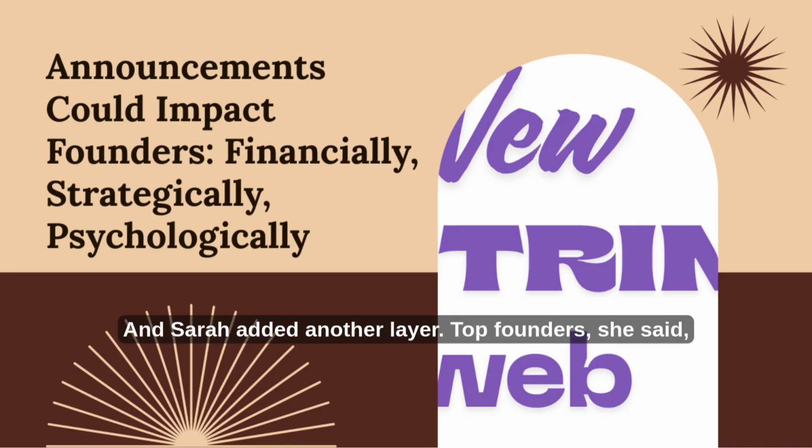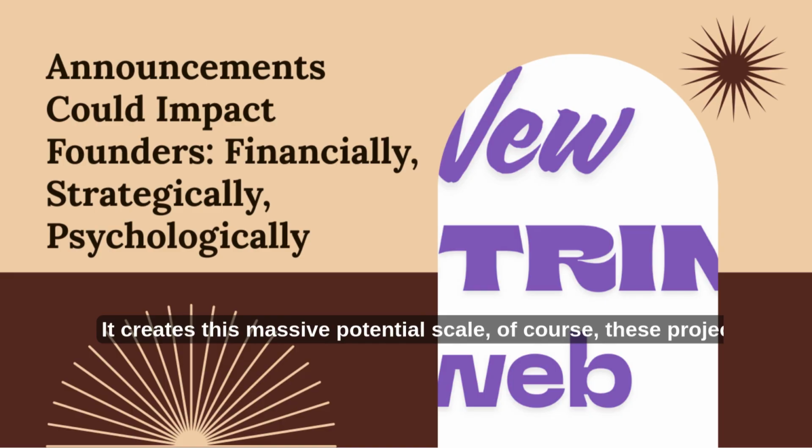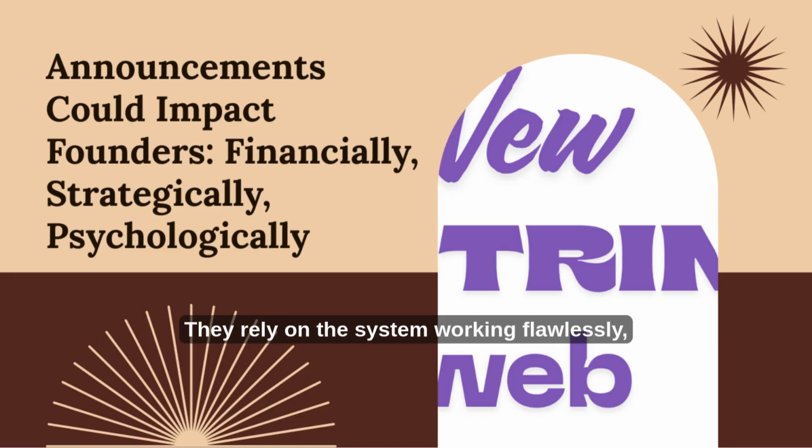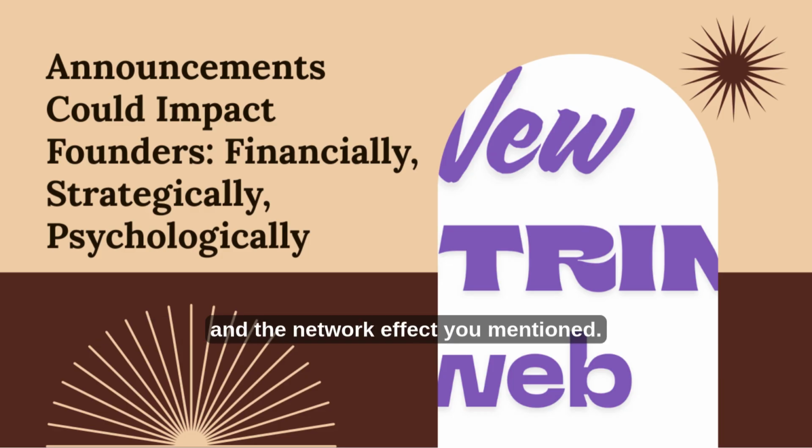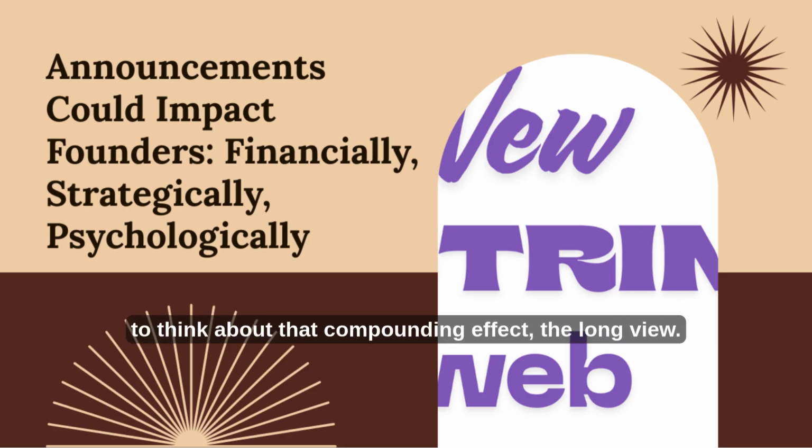That's significant scale. And Sarah added another layer. Top founders, she said, might have like 10,000 users downstream in their network. So the traffic gets distributed through that network. Yeah, building team commissions. It creates this massive potential scale. Of course, these projections rely on the system working flawlessly, finding enough converting customers continuously. Precisely. The consistency depends on ongoing optimization, market reach. The compounding comes from those recurring subscriptions and the network effect you mentioned. It definitely encourages you, the listener, to think about that compounding effect, the long view.